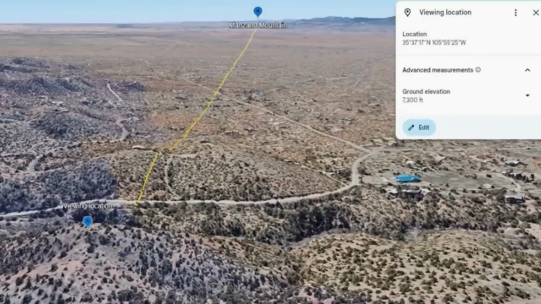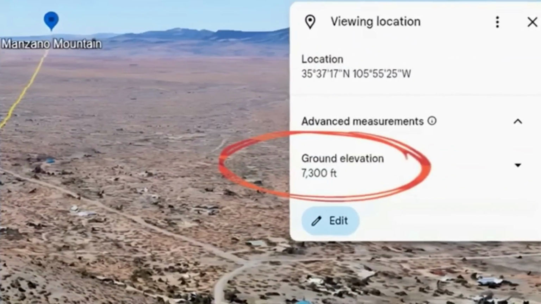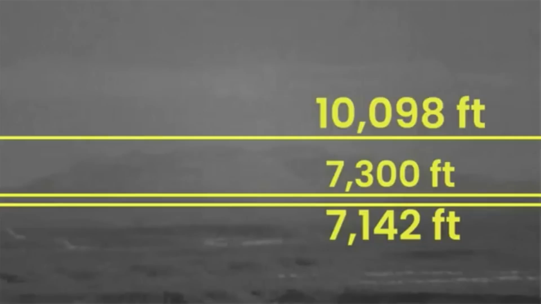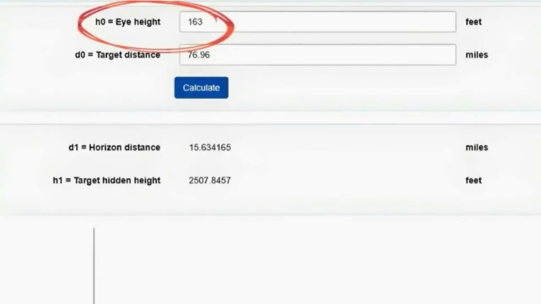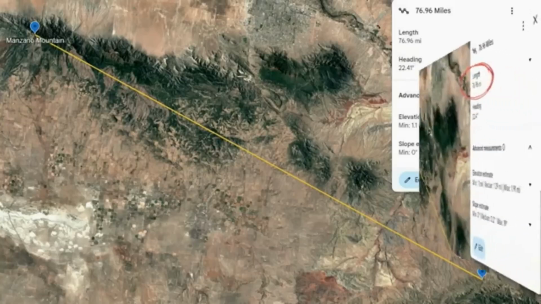My viewing location has an elevation of 7,300 feet. I add 5 feet for my camera and tripod. That puts me at 163 feet above the bottom of the Manzano Mountains. We'll factor in the eye height at 163 feet. The target distance is 76.96 miles.